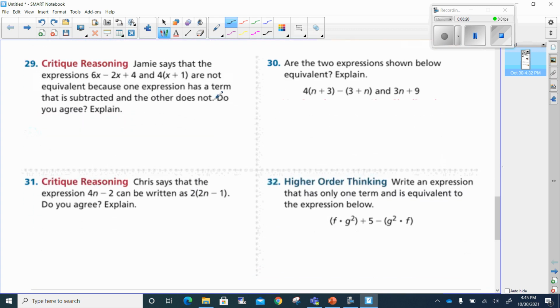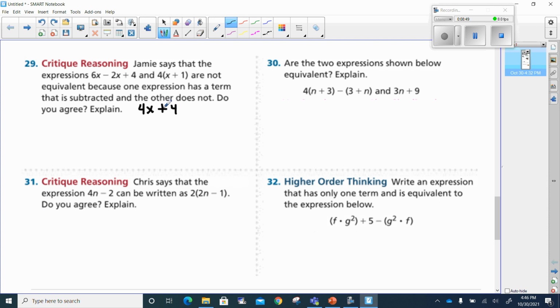Number 29 says, Jamie says that the expressions 6x minus 2x plus 4 and 4x plus 1 are not equivalent because one expression has a term that is subtraction and the other does not. Do you agree? Let's find out. Well, 6x minus 2x is 4x. And then 4 gets added on afterwards because there's no like terms to combine it with.